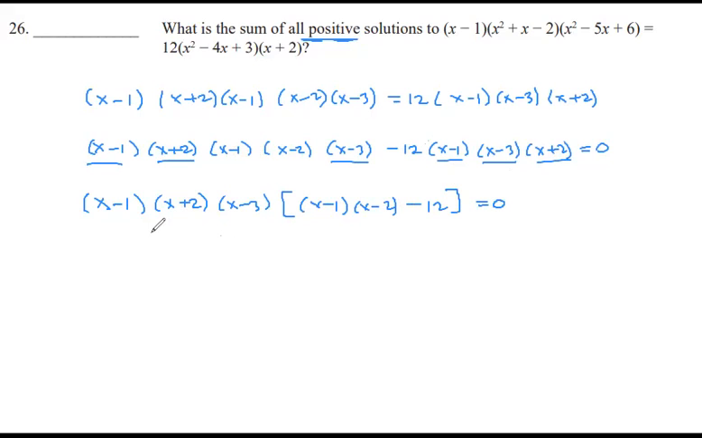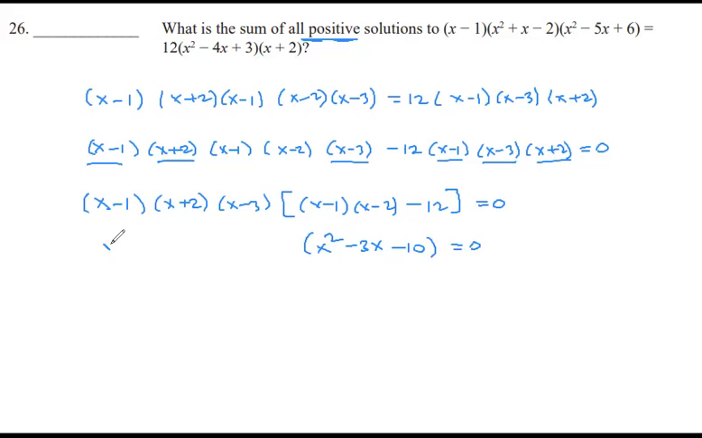all the second part. And the product is equal to 0, so that means if I simplify this part, you will get x times x will be x squared, x times -2 is -2x, and then -1 times x is -x. If you combine those, you get -3x, and then -1 times -2 is 2, so 2 minus 12 is just -10. And then this is equal to 0.